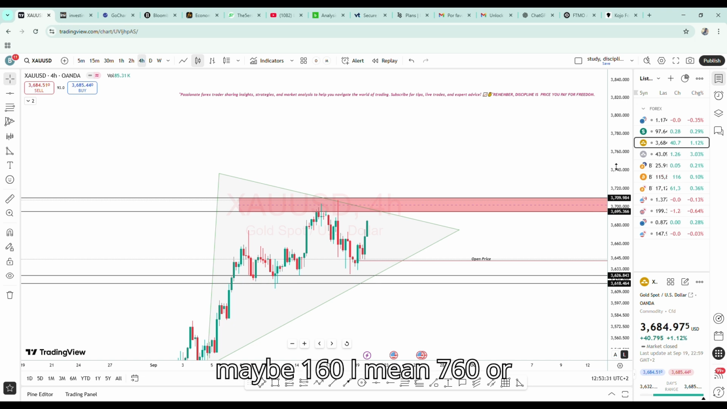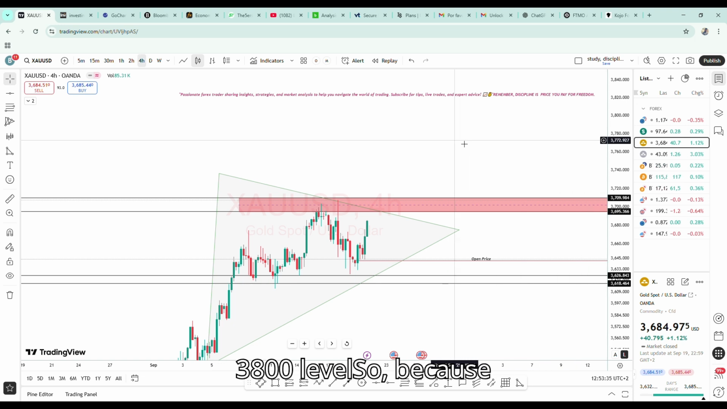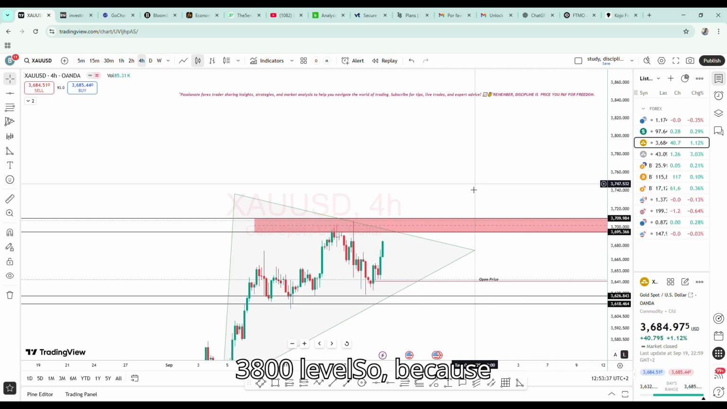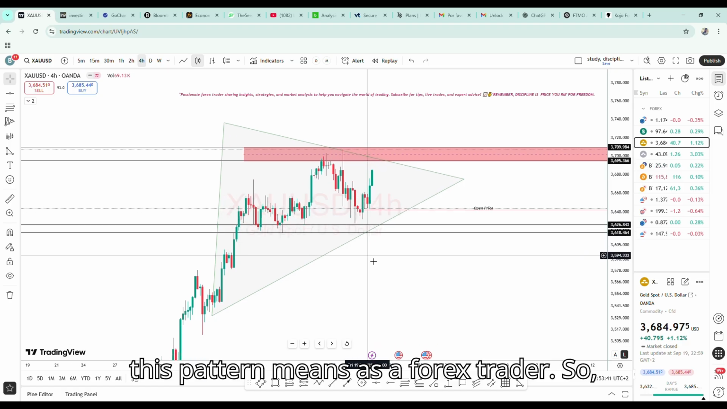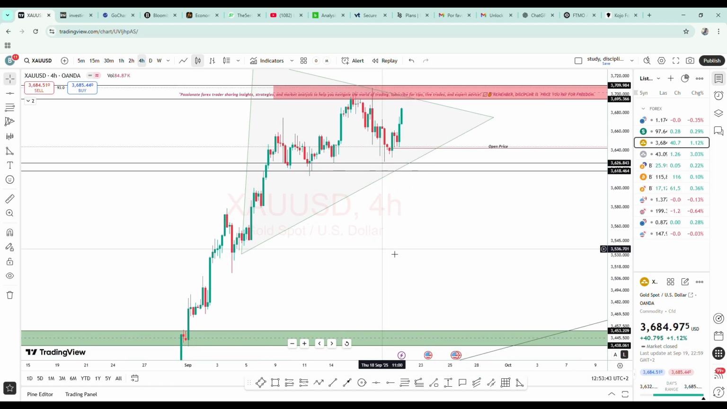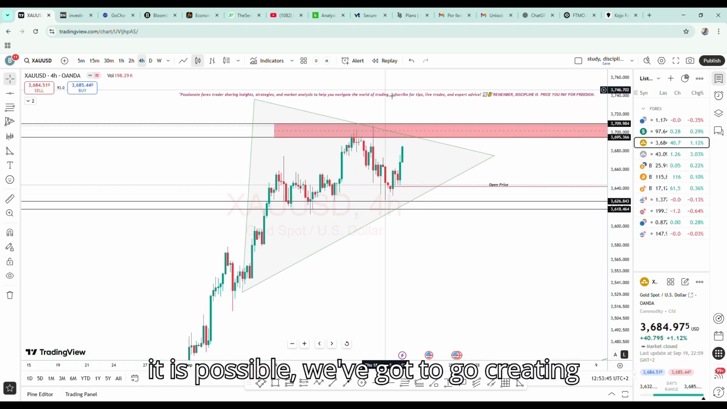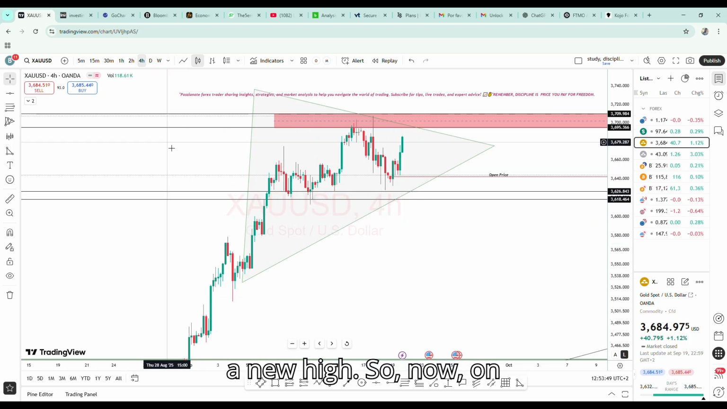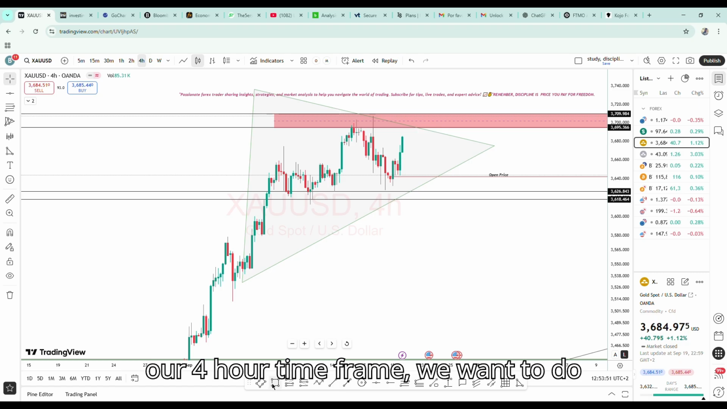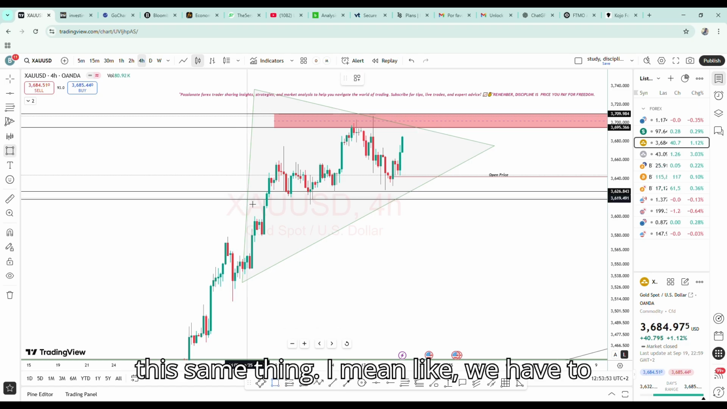Maybe 3,780 or 3,800 level. Because breaking out of this zone, we know what this pattern means as a forex trader. So it is possible for gold to go on creating a new high. So now on our 4-hour time frame, we want to do this same thing.